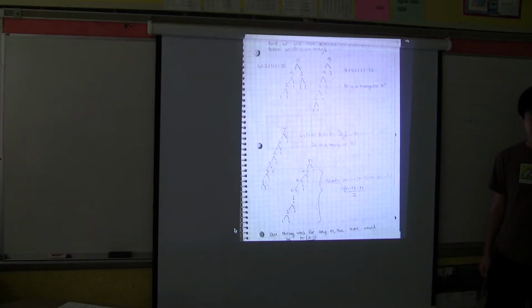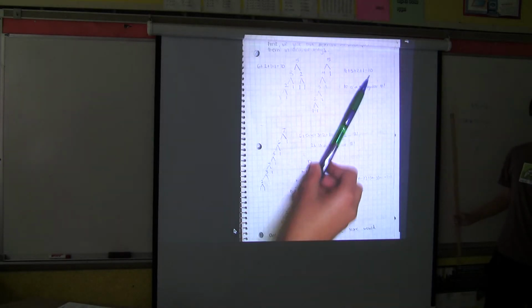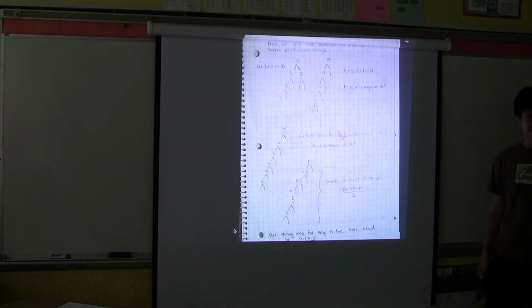But then we tried splitting 5 a different way, because there are multiple ways to split it, right? We split it where you take 1 off each time. And it was also 10. We were like, oh, this is the same number. That's kind of strange. So we tried different examples, like n equals 6, n equals 7, etc. And we always found that it's the same number, no matter how you split it.